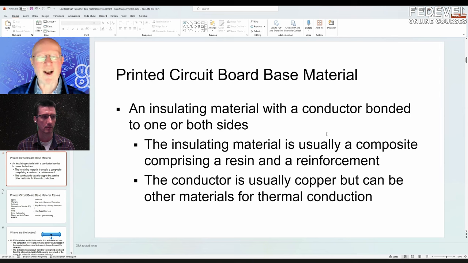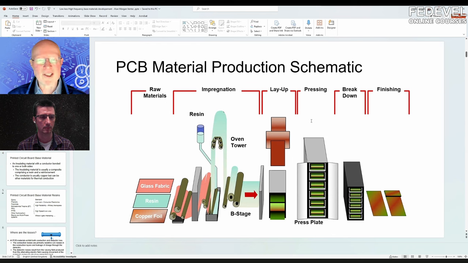But the insulator itself is normally a composite material, and that normally has a resin and a reinforcement. So there are multiple materials that we're looking at here. And of course, the conductor can also be other than copper, although actually 99% of the time it is copper. And if you think about the manufacturing cycle of how we actually bring the material together, there are the three raw materials that are used in PCB material manufacture: glass fabric, resin, and copper foil.